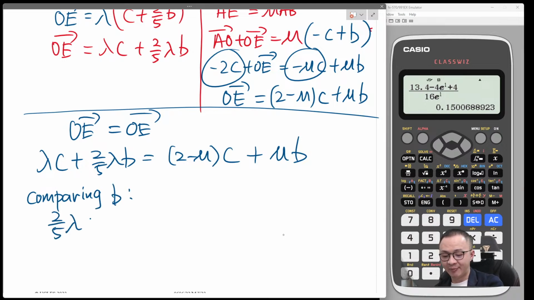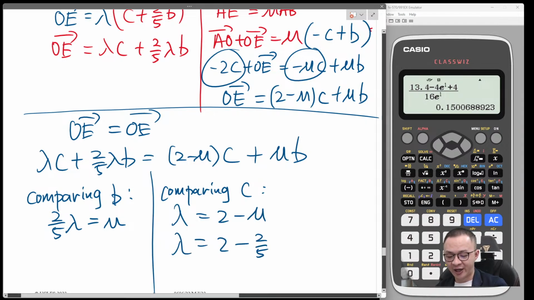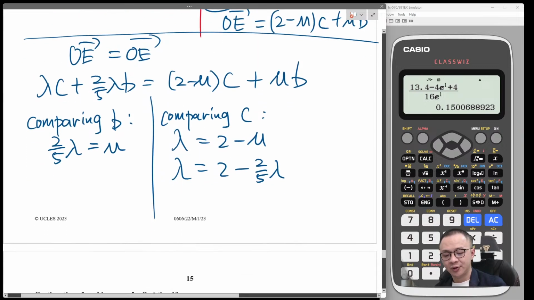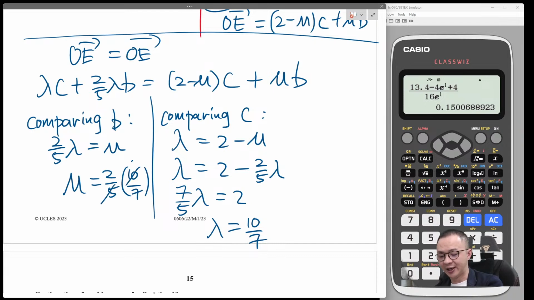2 over 5 lambda equals mu. Then I will compare the c. Comparing the c, lambda equals 2 minus mu. And the mu is basically equal to 2 over 5 lambda. So moving it over, 7 over 5 lambda equals 2. Lambda should equal 10 over 7. So mu should equal 2 over 5 multiplied by 10 over 7. Cut, 4 over 7 is mu.